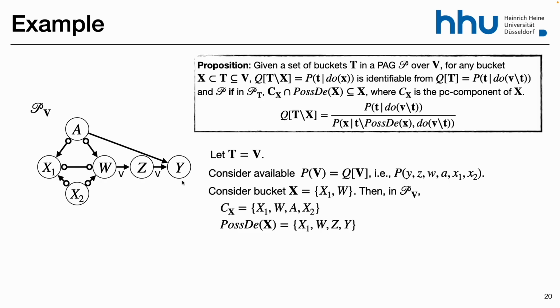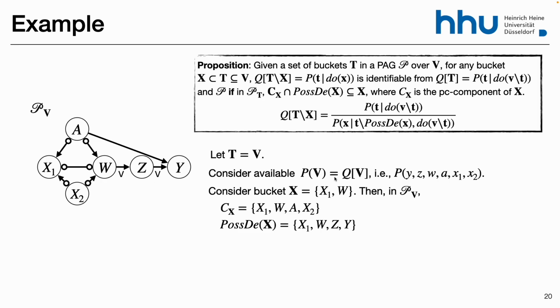We should come back, but if we use the condition for children, then the children of X's are W, because it's possible children. So that is like this W as possible child of X1, and X1 and W as possible children of X2. Wait, but isn't X2 not X? Because the bucket is only X1 and W. X2 is... Yes, yes, sorry.